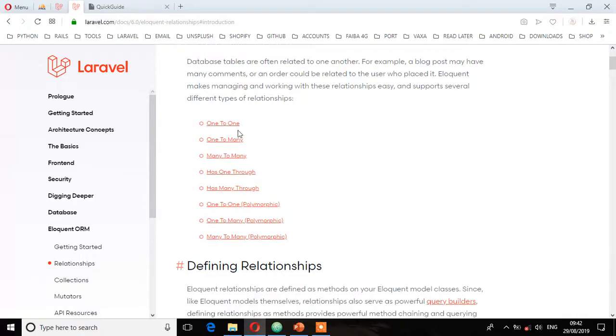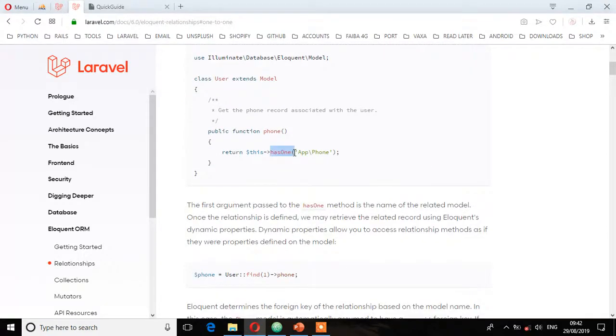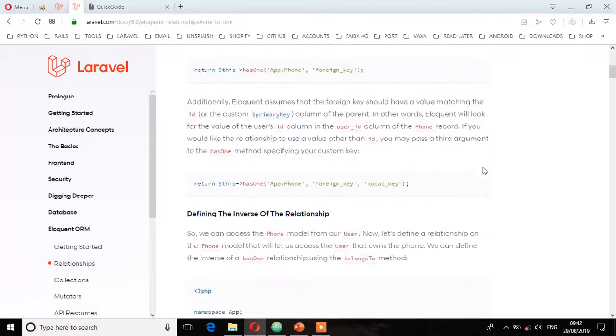The types we have are one-to-one, one-to-many, many-to-many, has one through, has many through, one-to-one polymorphic, one-to-many polymorphic, and many-to-many polymorphic. If you look at the one-to-one relationship, this is a very basic relation where, for example, a user model might be associated with one phone. To define this relationship, you use hasOne, and on the inverse of that relationship, you use belongsTo.